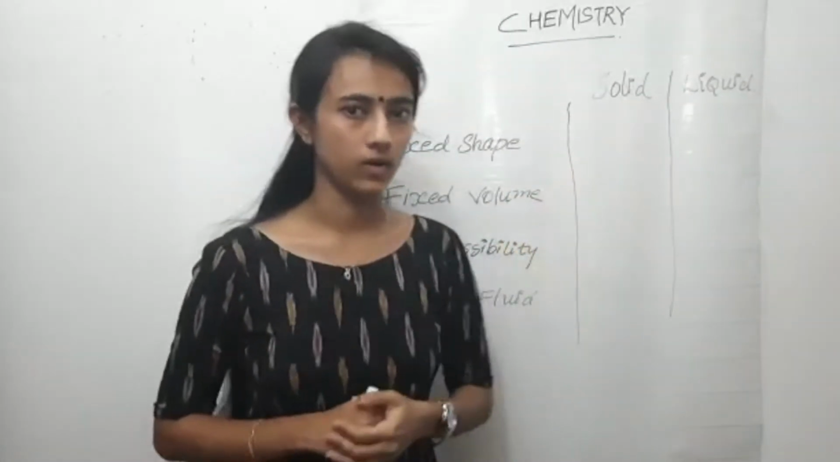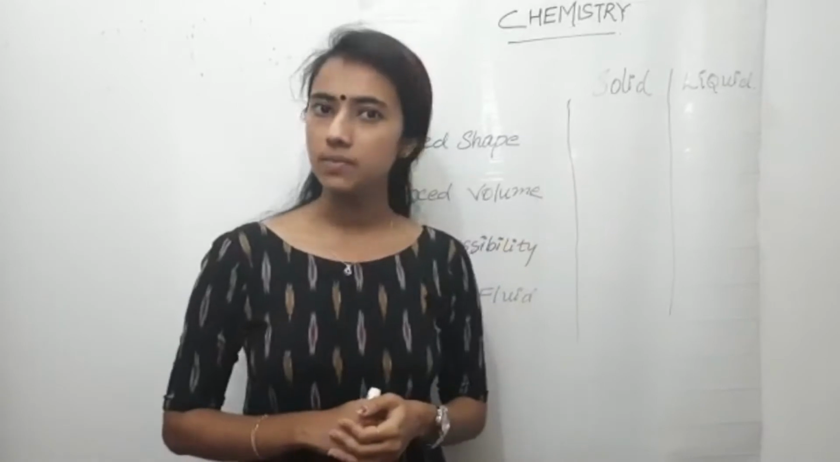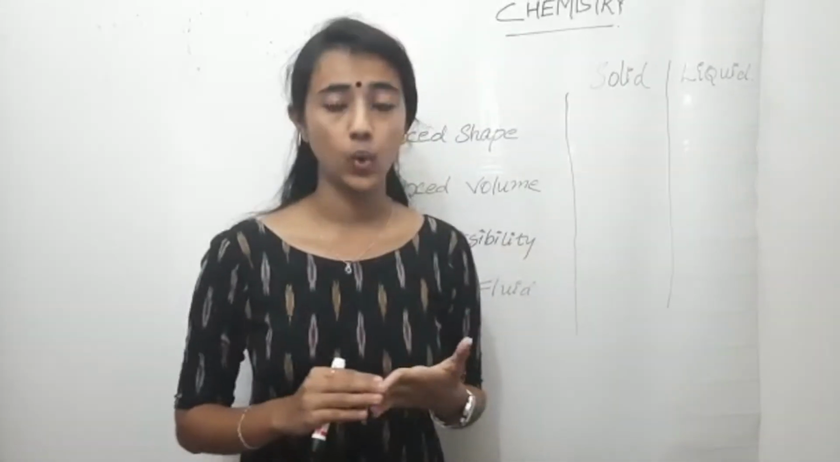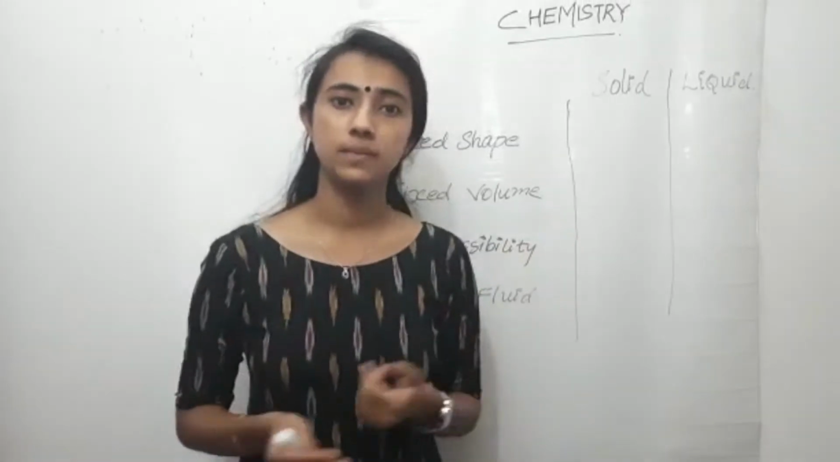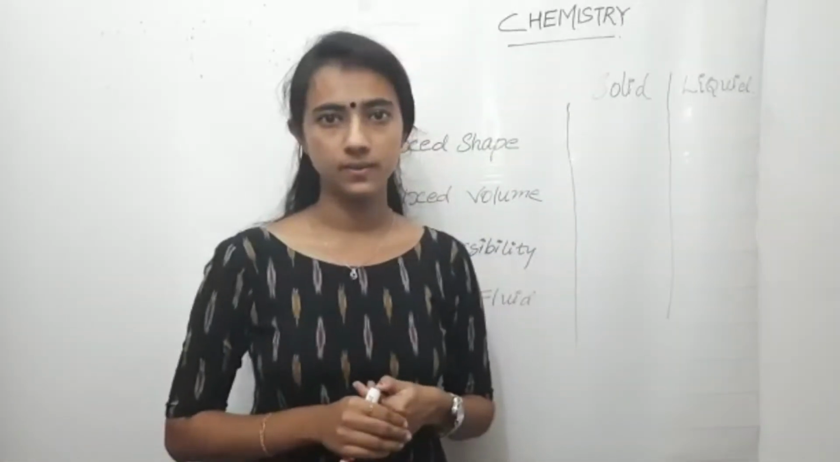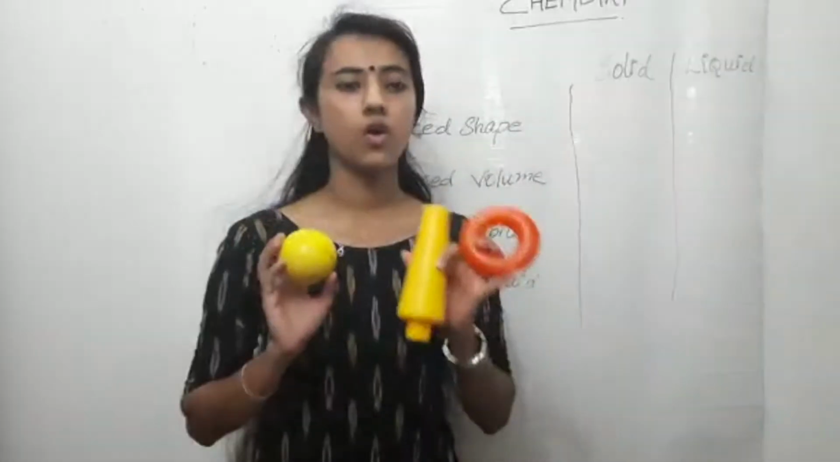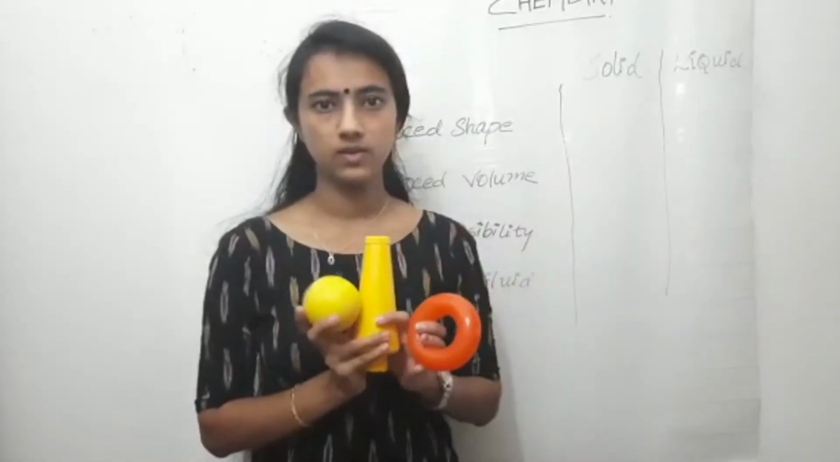You know what solids are, right? Can you give some examples of solids? Chair, pen, pencil, toys, etc. are some examples of solids. Here I have some objects. These are all solid objects, right?